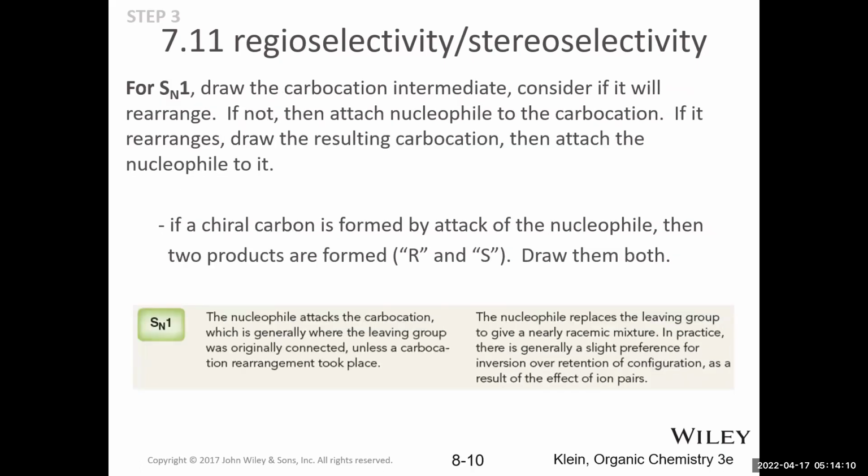For SN1 reactions, we need to draw the carbocation intermediate. Consider if it will rearrange. If not, attach the nucleophile to the carbocation at its original location. If it does rearrange, then we need to attach the nucleophile to the carbon where the positive charge ended up after the rearrangement. Typically, stereoselectively, we get a racemic mixture of R and S products if a stereocenter is formed in this reaction. Draw them both, although sometimes there's a slight preference for inversion due to the intimate ion pair.